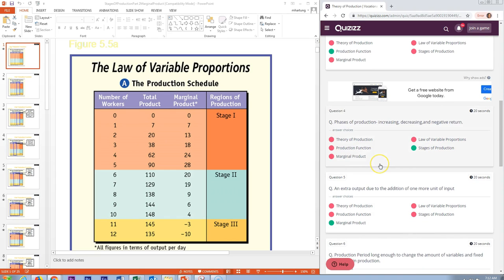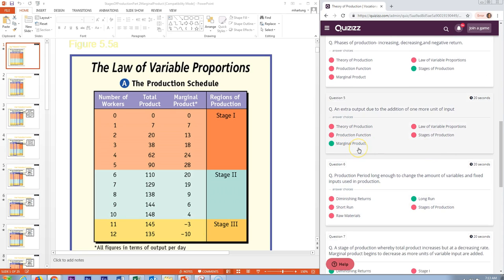Question 4, stages of production. So these are the different phases of production, stage 1, 2, and 3, based on marginal product: increasing marginal product, decreasing marginal product, negative marginal product. Stages of production.